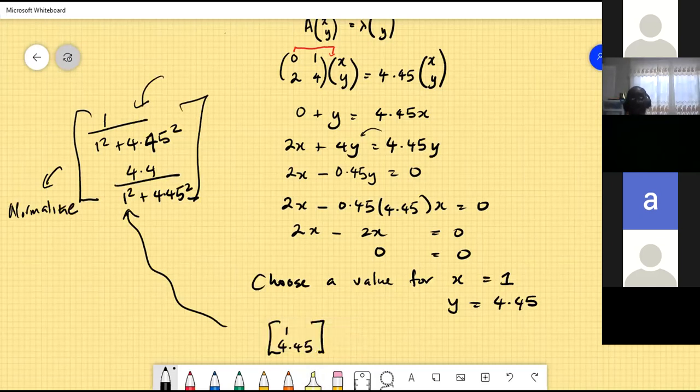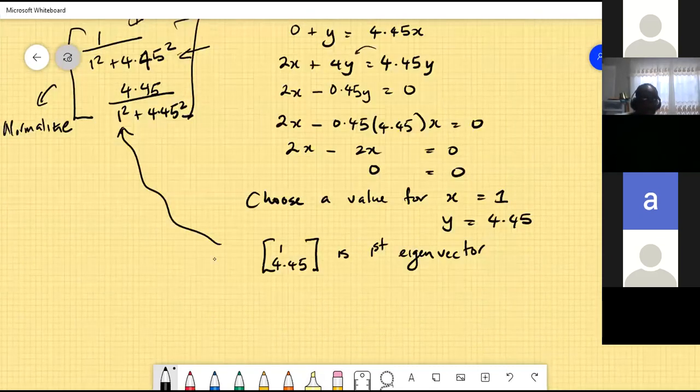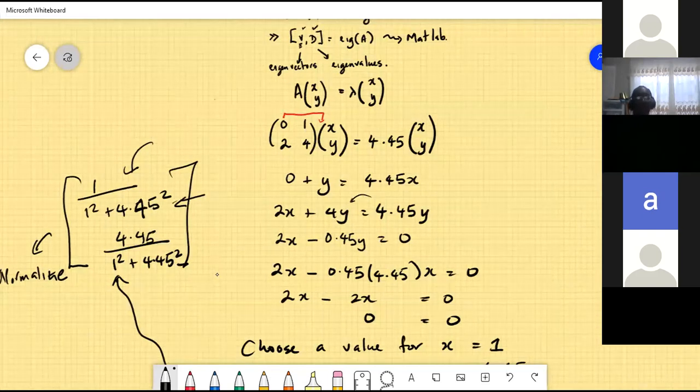And when it normalizes the vector, what it does is that it divides the vector by its length. The length of this vector, use the Pythagoras theorem, is 1 squared plus 4.45 squared. So it's going to divide both terms by the length of the vector. And so it's going to be a normalized vector that you're going to see. All right, so just bear that in mind. So the one that you see in MATLAB is going to look totally different from the one that you work out by hand.